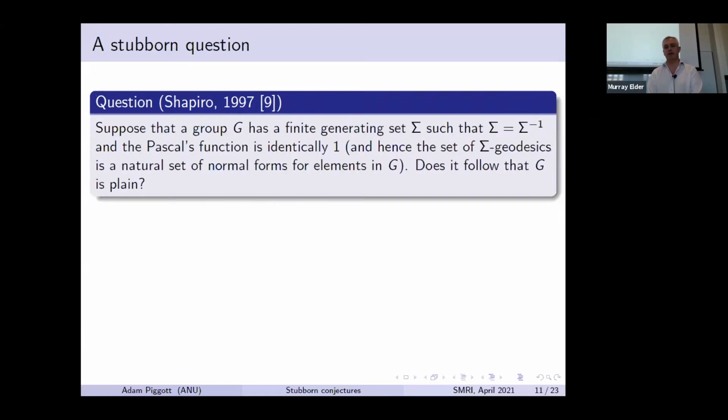Okay. So Shapiro's question is the first stubborn question, and it's a beautiful question. I like unique geodesics between vertices because that tells me I've got unique shortest normal forms for my group elements. Which groups can I get that for?